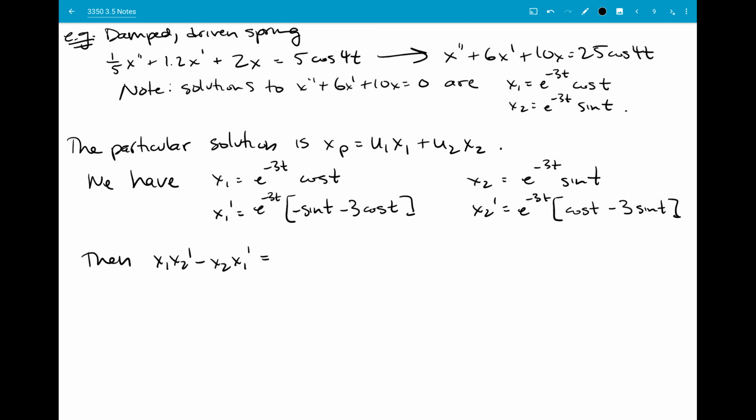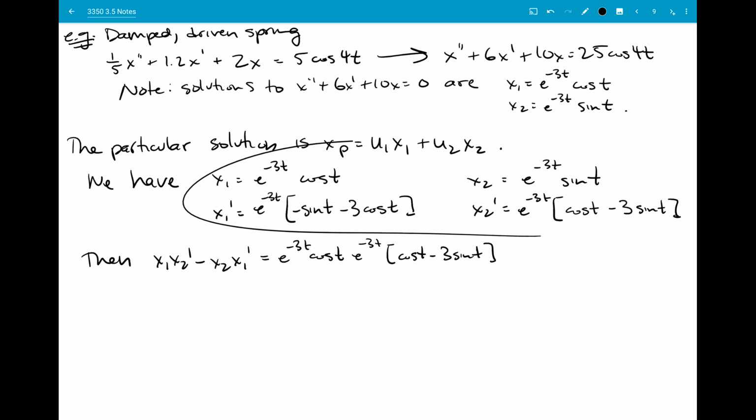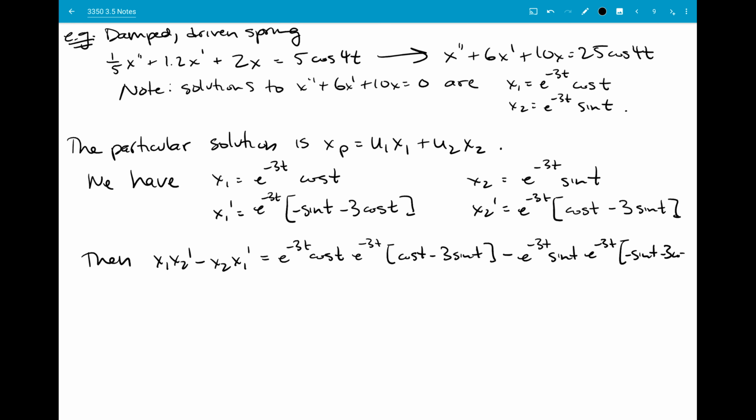And so that's going to be a lot. E to the minus 3t cosine t times e to the minus 3t cosine t minus 3 sine t. I'm just copying things down from right here in the order I need. Minus e to the minus 3t sine t times e to the minus 3t times minus sine t minus 3 cosine t. Okay.